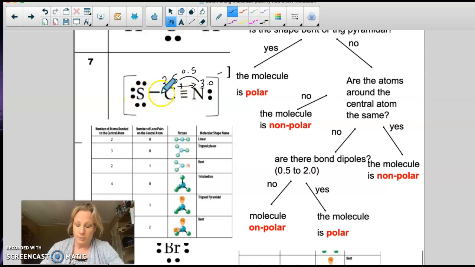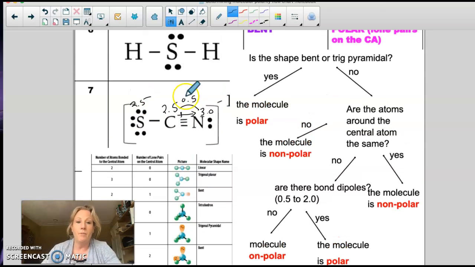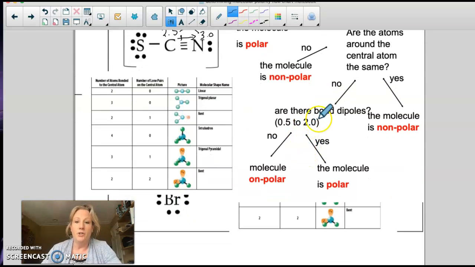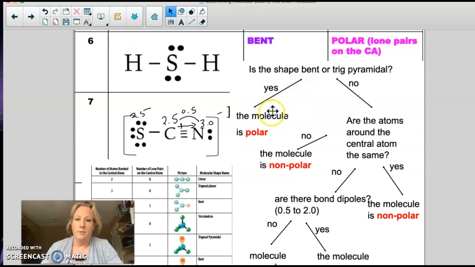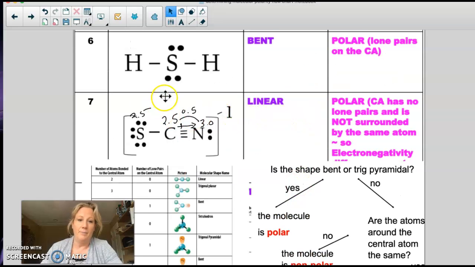But we can check this one too. So sulfur, that one's 2.5. So there's no bond dipole there, but if you go through the chart, if there are any bond dipoles, then for sure the molecule's polar. And it is, I hope. It says that underneath. Yep.